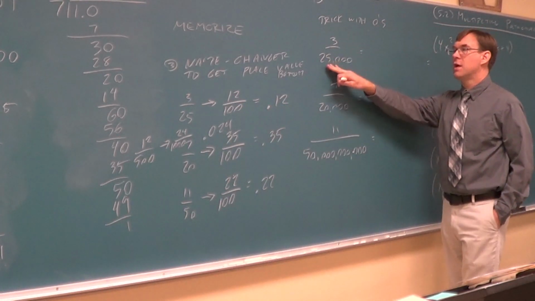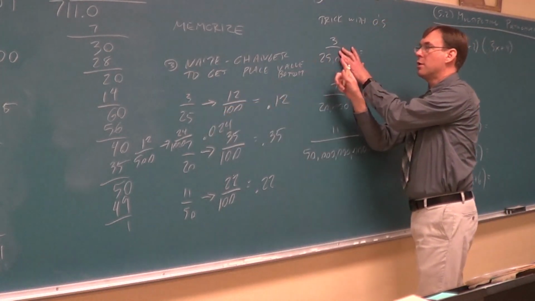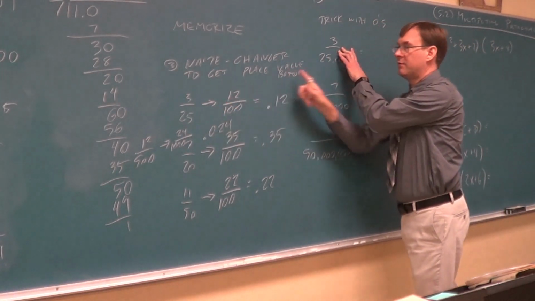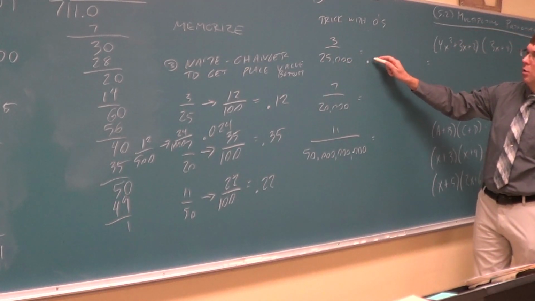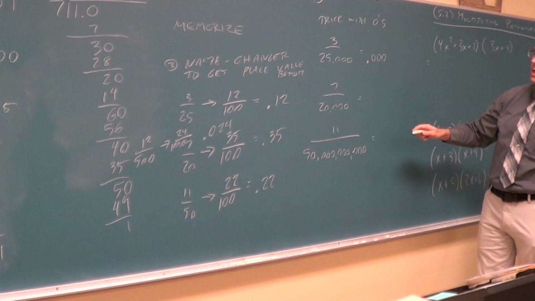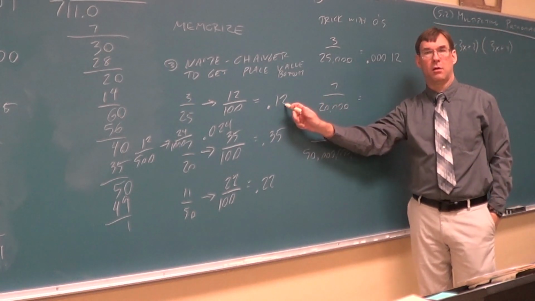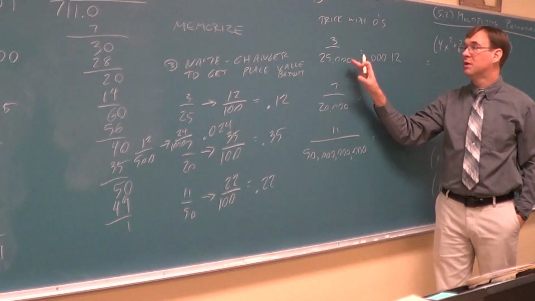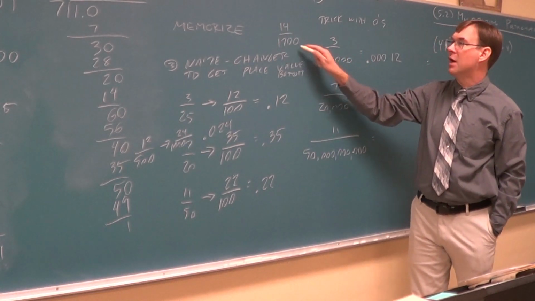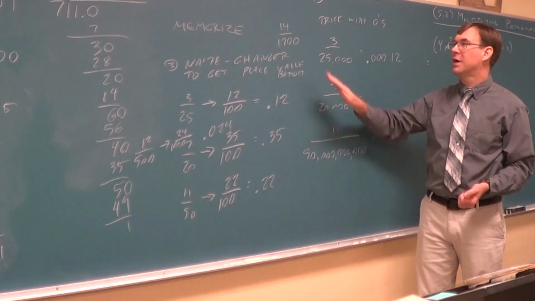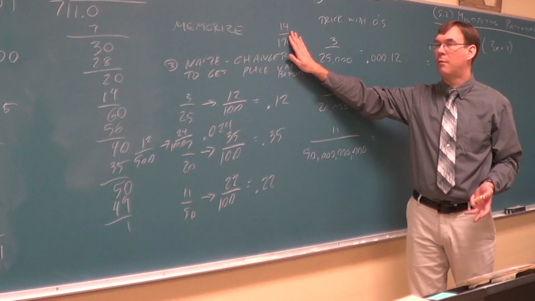If I go and do 3 over 25,000, I'm doing the same basic heart of a problem with the 3/25. If I throw in 3 zeros, what you do is go decimal, hit me with the 3 zeros, and then it's the same 12 that we had a minute ago. That only helps if it's a fraction you know. So if I said 14 over 1700, that trick only helps you if you know 14/17. We don't know 14/17, so that's not helpful right now.